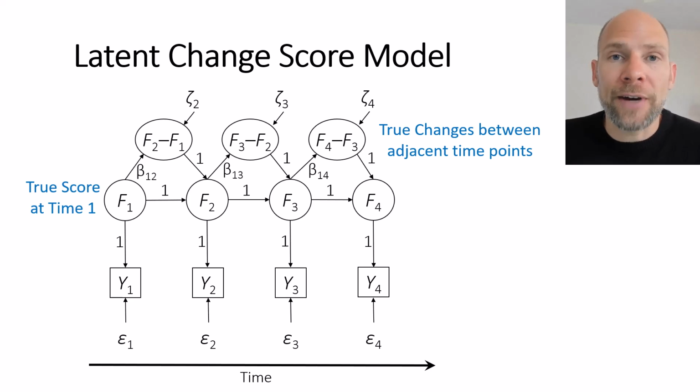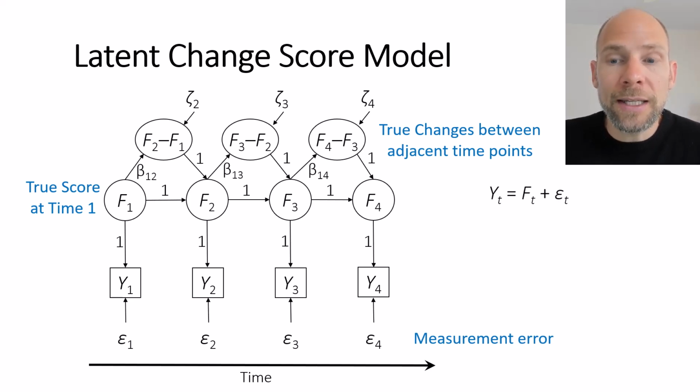The change score factors have a similar interpretation to the slope factor. They again represent true inter-individual differences in change across time. So how much people differ in terms of how much they changed. However, there are now multiple such change factors, so that we can look at changes between all these different pairs of measurement occasions. So that reflects true changes between adjacent time points in a similar way as the slope factor represents true inter-individual differences in linear or other change in the growth curve model. And we have measurement error, as I already mentioned.